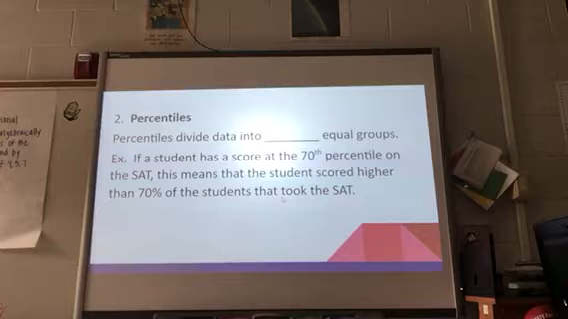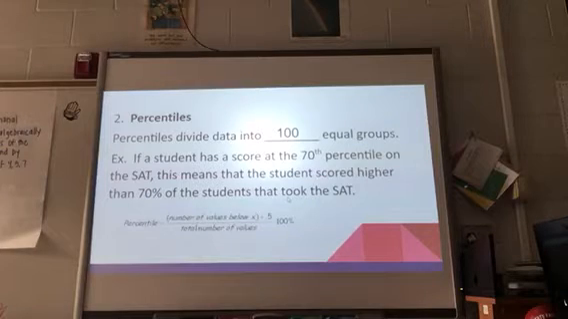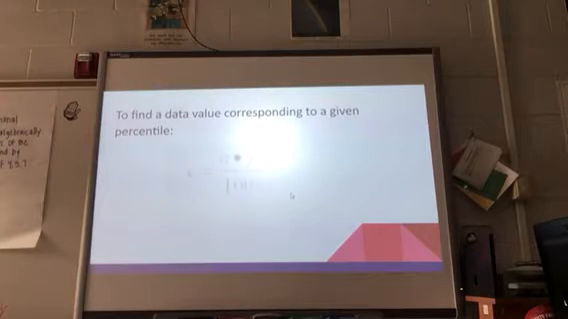Okay, percentiles is number 2. Percentiles divide data into 100 equal groups. If a student has a score at the 70th percentile on the SAT, this means that the student scored higher than 70% of the students that took it. The formula for percentile is the number of data values below x plus 0.5, divided by the total number, times 100. If I want to find the data value corresponding to a given percentile, I'll use c equals n, which is the number of data values, times the percent over 100.